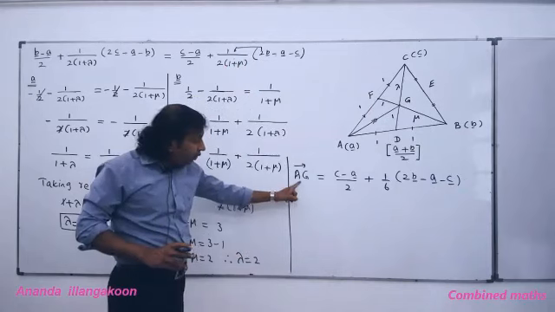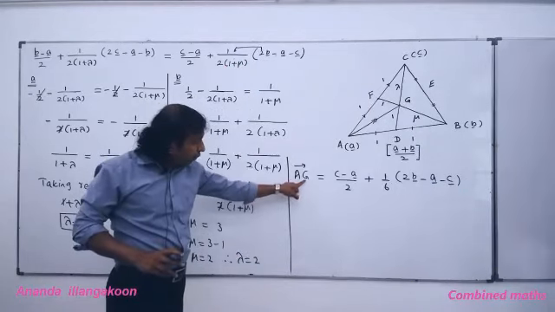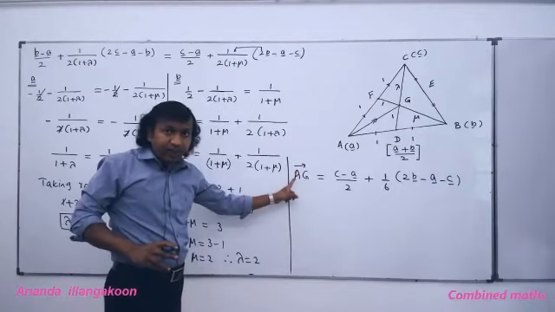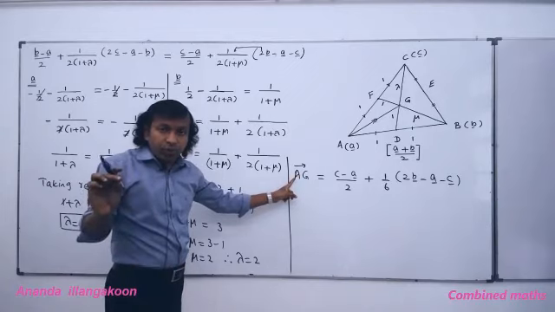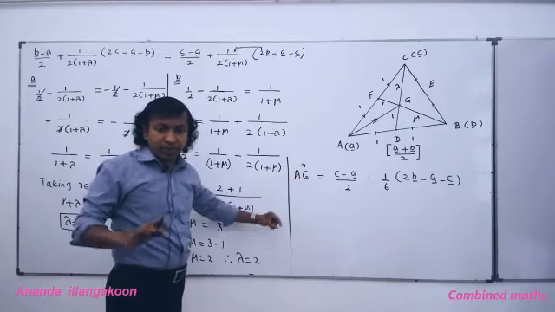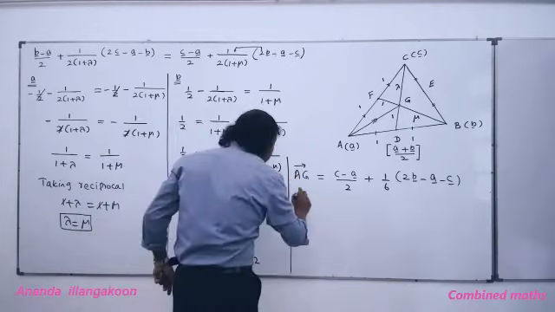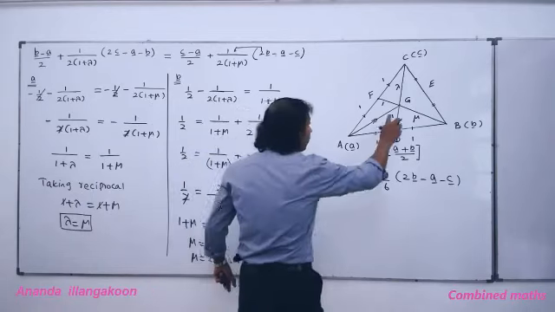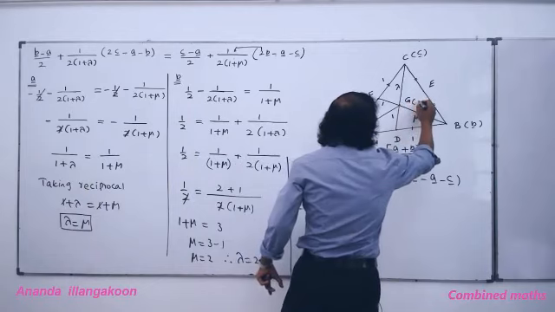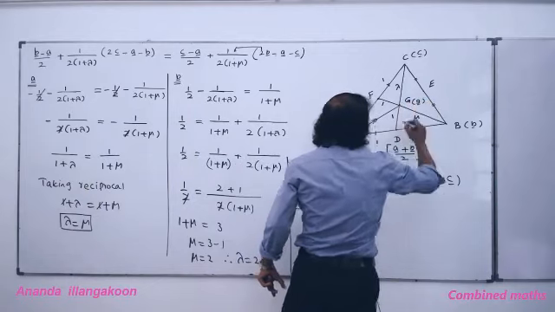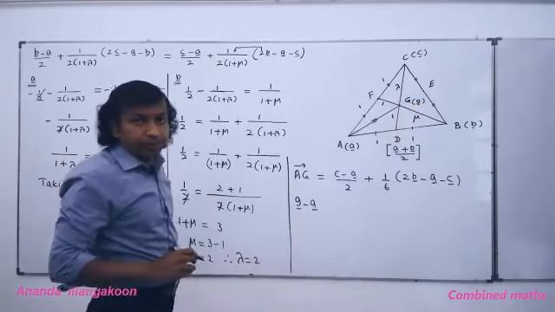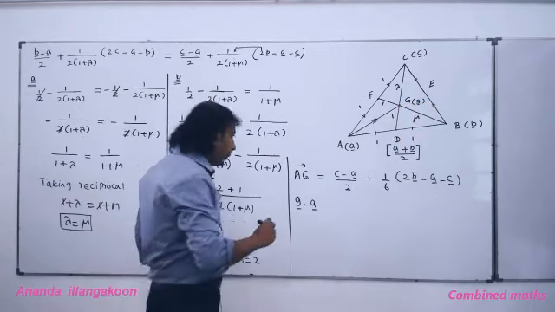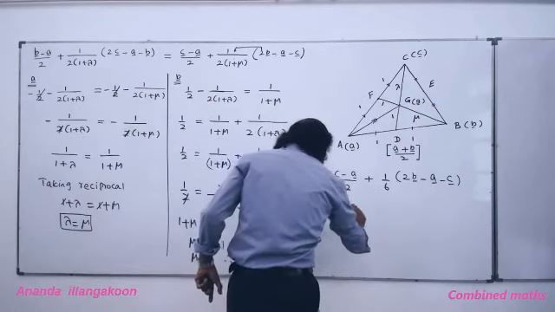Now how to write the AG vector? Position vector of G minus position vector of A. I am going to assume the position vector of G as simply the G vector. Understood? So this is G minus simply A. Then we'll take it like this.